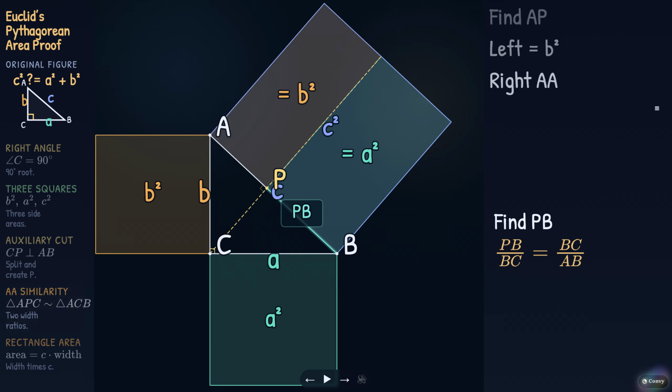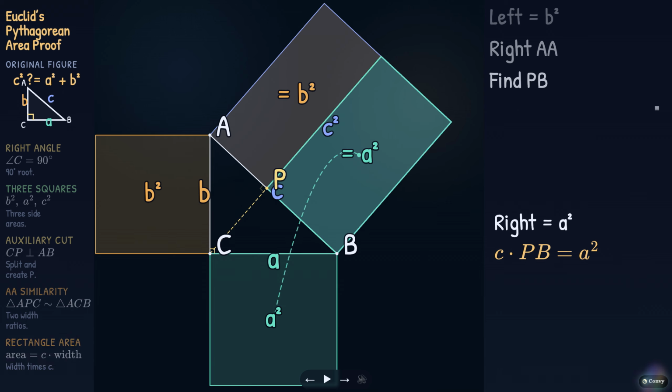Similarity gives PB over BC equals BC over AB. So PB equals a squared divided by c. Now the width of the right strip is exactly the a squared area compressed by c. Multiply by AB one more time, and the right rectangle has area AB times PB, which is exactly a squared. So the other leg square becomes the right strip.